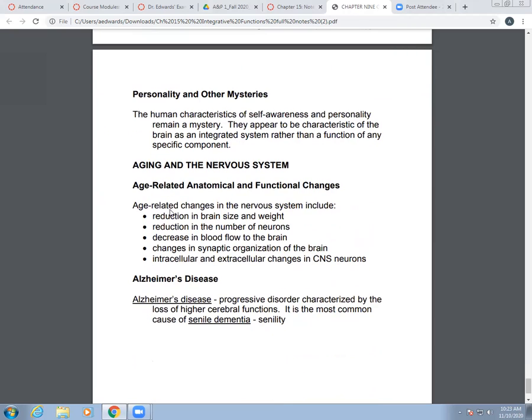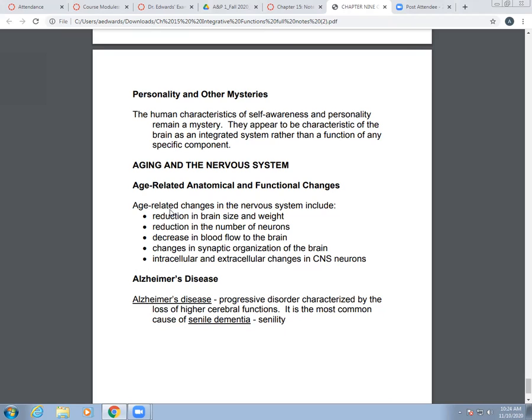So personality. Your personality and self-awareness are still not completely understood, but they feel like they are characteristic of your brain being integrated, lots of different parts working together rather than just one piece controlling your personality.